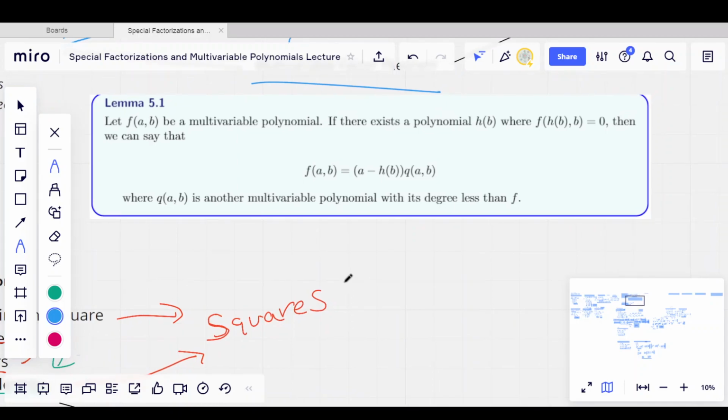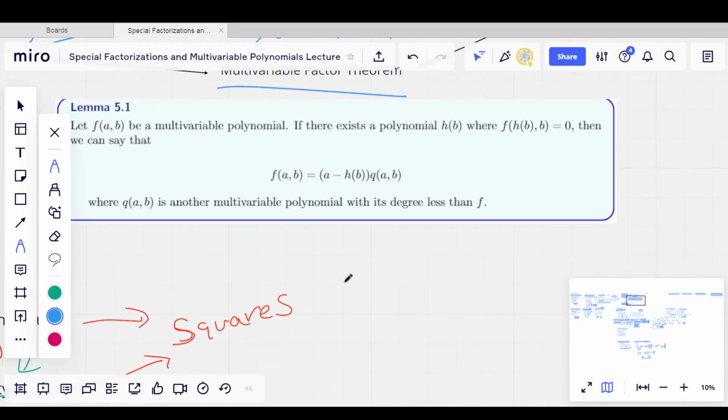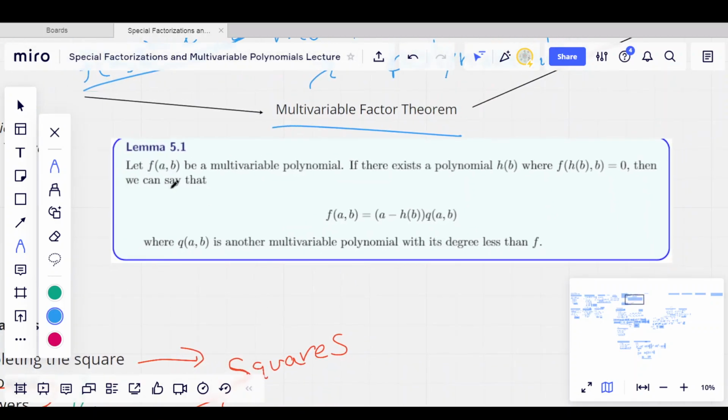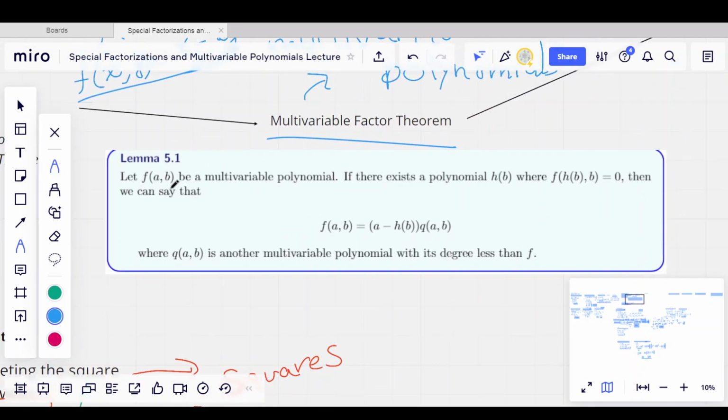Okay, so let's recap this lemma. Not really recap, but let's introduce it. So let f of ab be a multivariable polynomial. So actually this also works for 3 variables, 4 variables, 5 variables, 1,600 variables. So it'll actually work. So let f of ab be a multivariable polynomial. If it's just 2 variables, but as I said, it doesn't really matter how many variables there are.